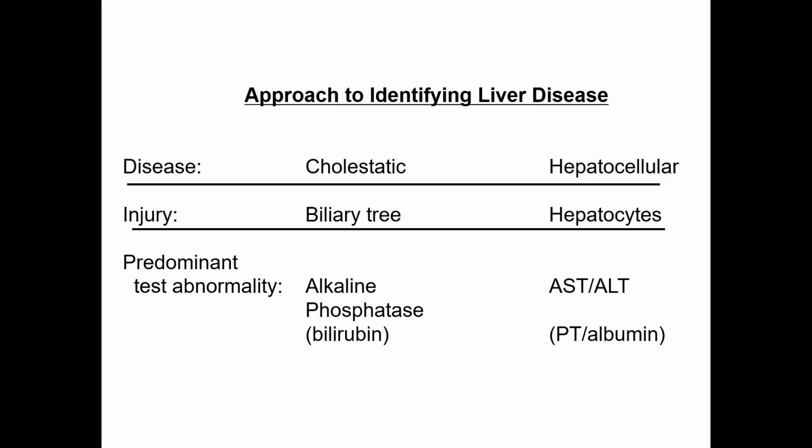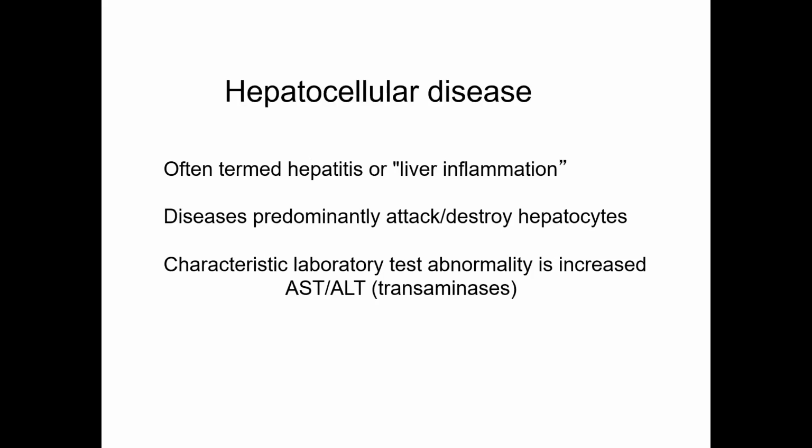If you have hepatocellular disease, then the test abnormality will include elevations of your transaminases, your AST and your ALT, and to a certain extent, your protein and your albumin. So let us now go to hepatocellular diseases. Hepatocellular diseases are often termed hepatitis. This is what we commonly call hepatitis or liver inflammation. The term hepatitis denotes inflammation of the liver.